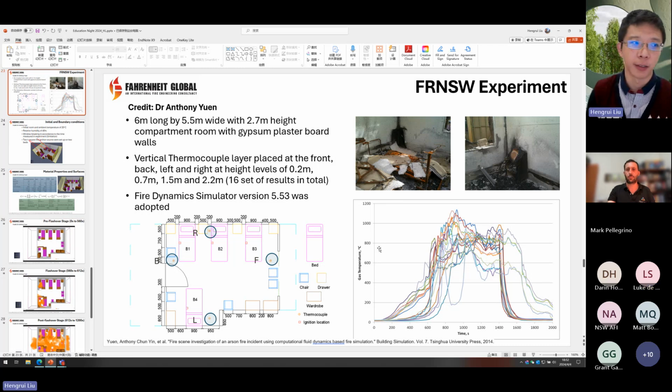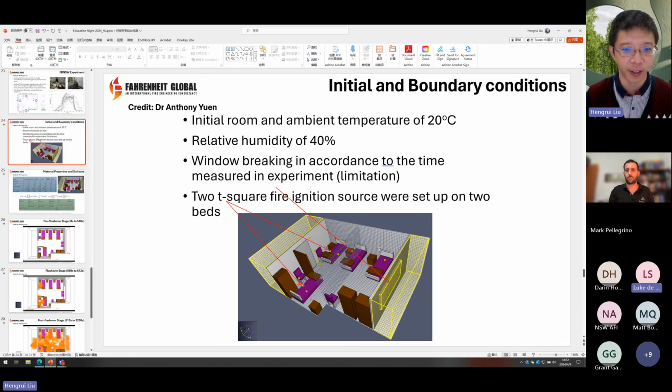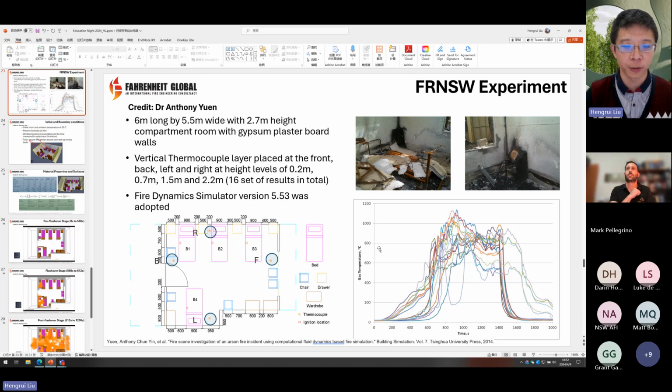I mean, did you adjust your window breakage in the FDS to be the same time as the experimental window breakage? Exactly. That was the limitation at that time, 10 years ago: we had to ask the window to break at the same time as we observed during the experiments. So the answer is yes, we did have a window installed during the experiment as well. FRNSW did a very good job of replicating the same room. We have the same dimensions, the same setup, the doors, windows, the layout of the room itself, everything one-on-one. So we deliberately burned the same room.